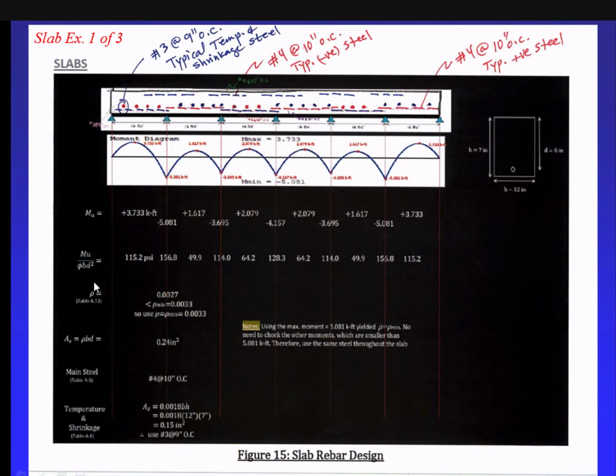B is what? Can anybody tell me what B is? What is B? 12. 12 inches, thank you. It's always 12 inches. When you're designing a slab, it's always 12 inches. If you're doing a beam, it's different from one beam to another, whatever it is. But in slab, we always take 1 foot segment and design that, and you can see the B right there. Oh, D, sorry.